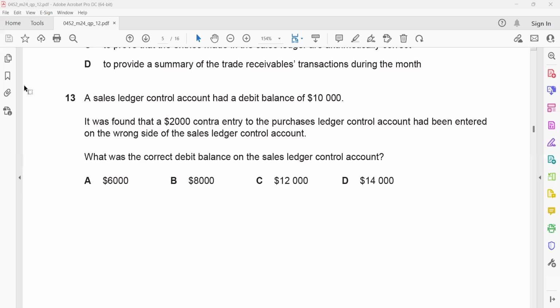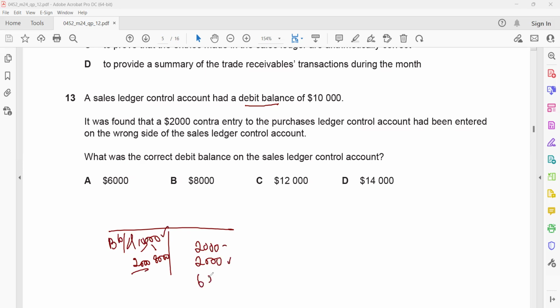Okay, question 13. A sales ledger control account has a debit balance. It was found that a 2,000 contra entry to purchases had been entered on the wrong side. So this balance is 10,000. Inside here there is actually 2,000, which is wrong. What was the correct debit balance on the sales ledger? So we have to reverse this 2,000. At the same time, we have to put back the contra amount. So in total, how much did we reduce? Here 10,000, here 4,000. So the corrected amount will be 6,000.